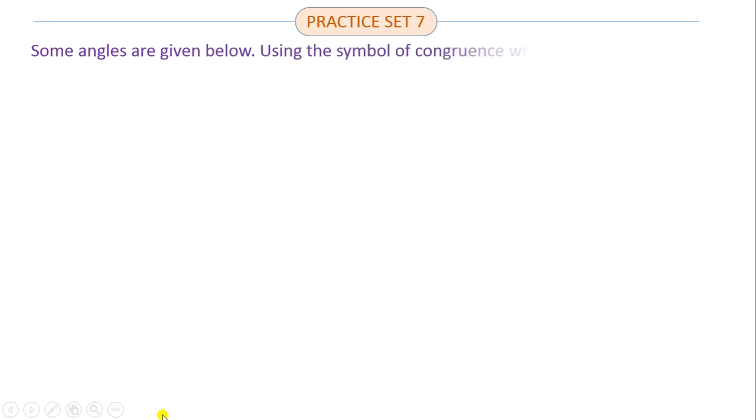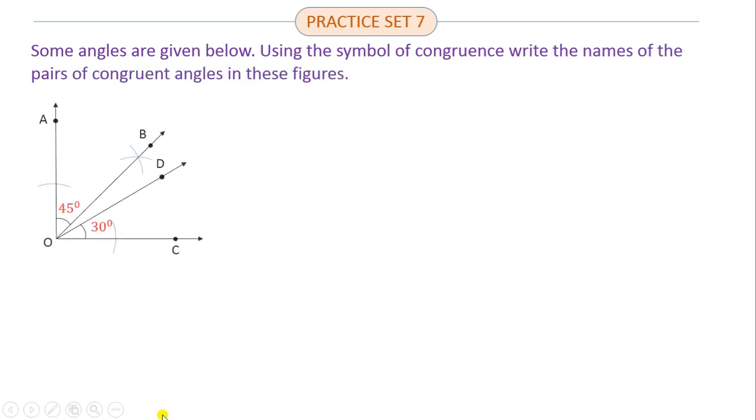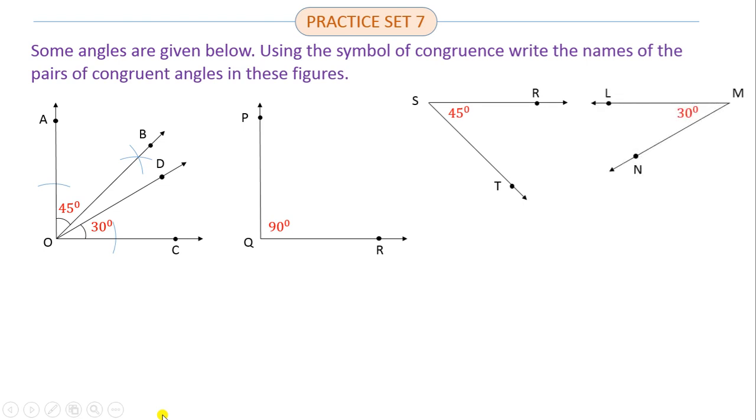Using these properties, we can solve practice set number 7. Question is here, some angles are given below. Using the symbol of congruence, write the names of the pairs of congruent angles in these figures. Some figures are given, and by observing the given figures, we can write the congruent angles.